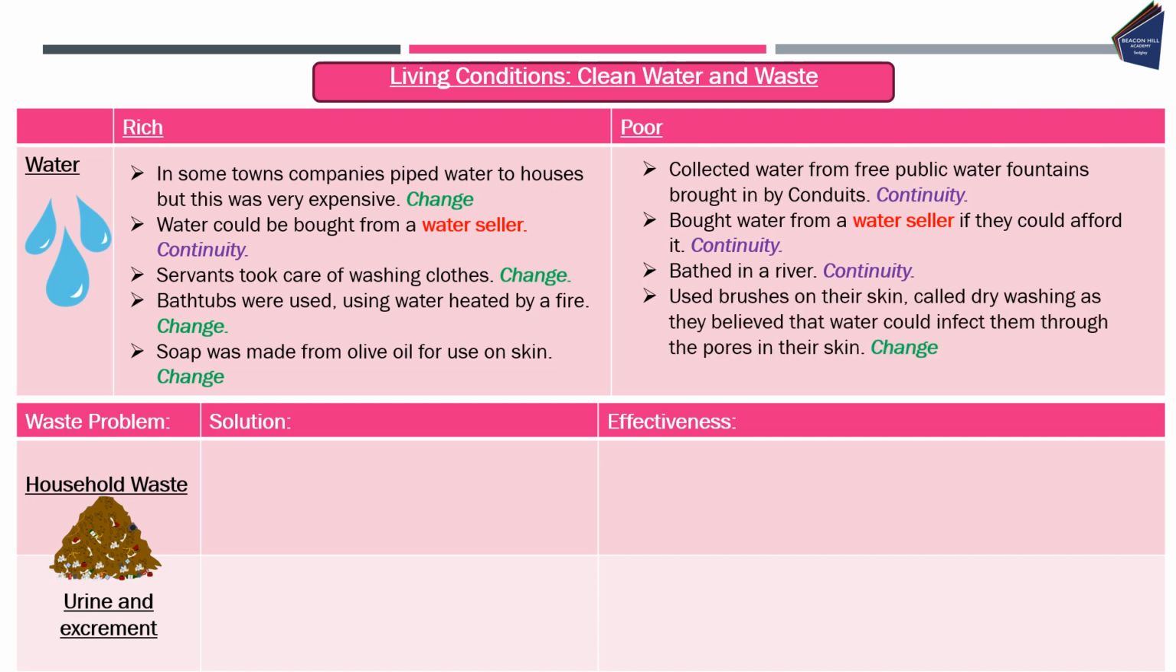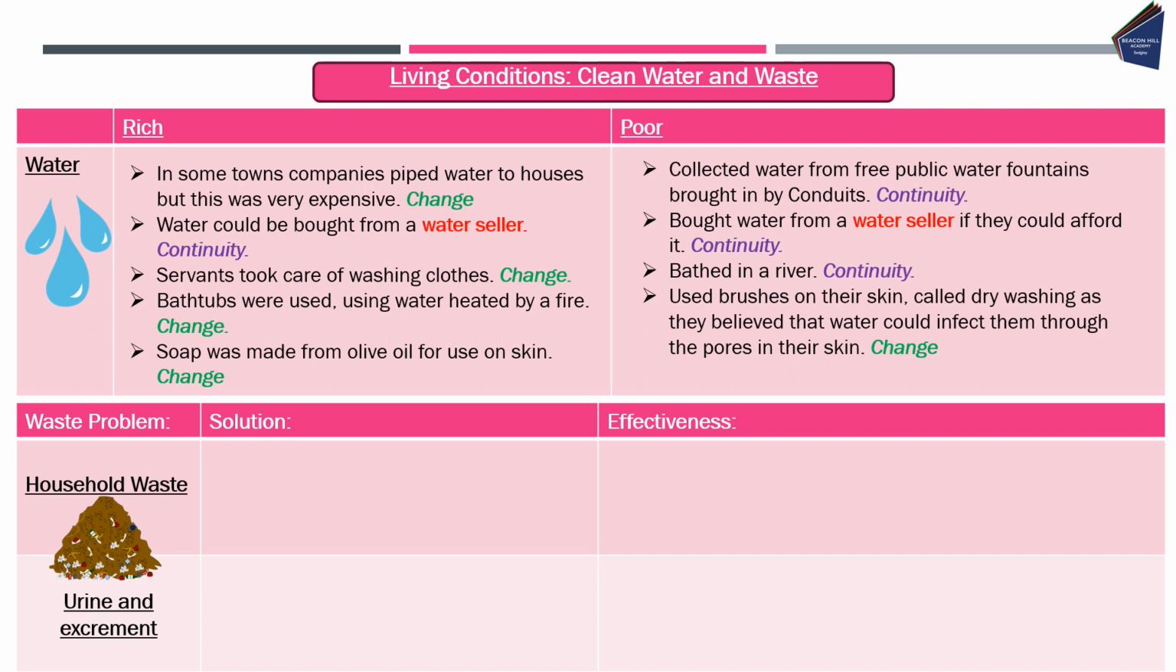And finally, they are using brushes on their skin, which is something called dry washing, as they believe that water could actually infect them through the pores in their skin. This sounds like quite a convenient method of cleaning because they didn't have much access to water. So this idea of dry washing to them made sense, and it was also very convenient because they didn't rely on water to do it.